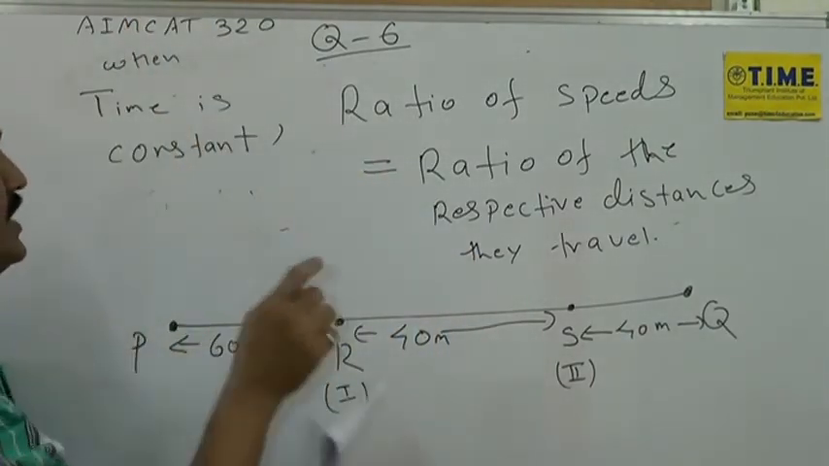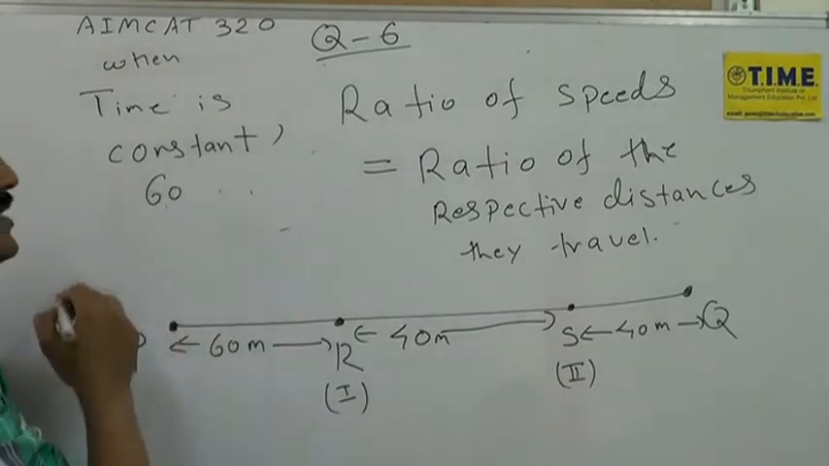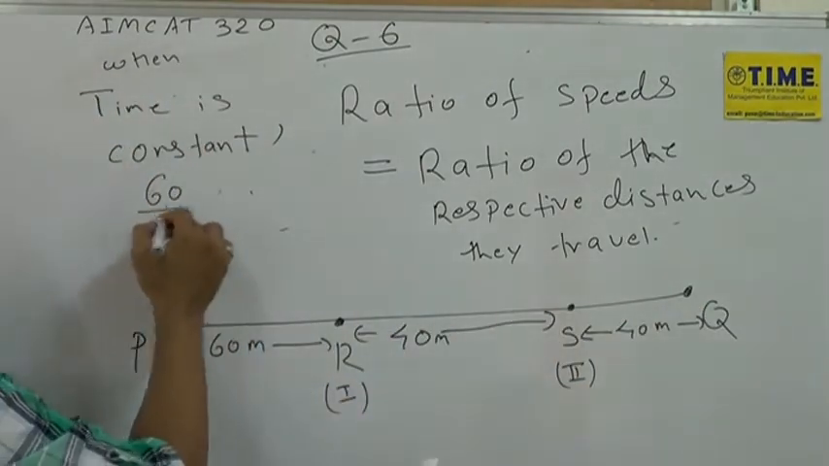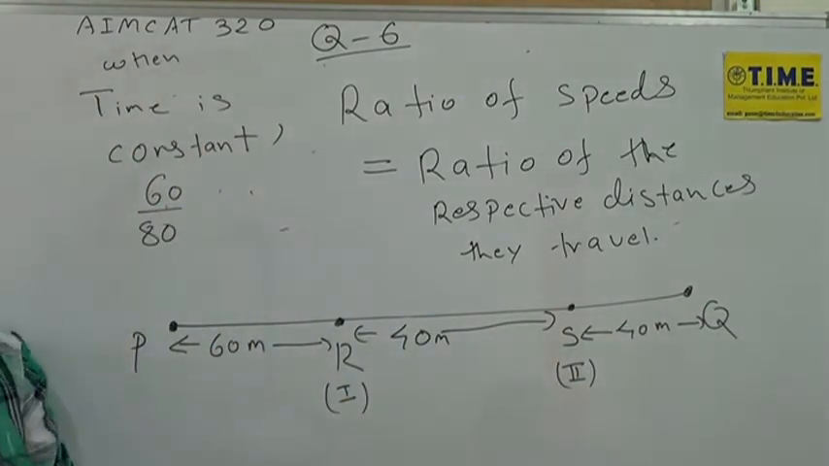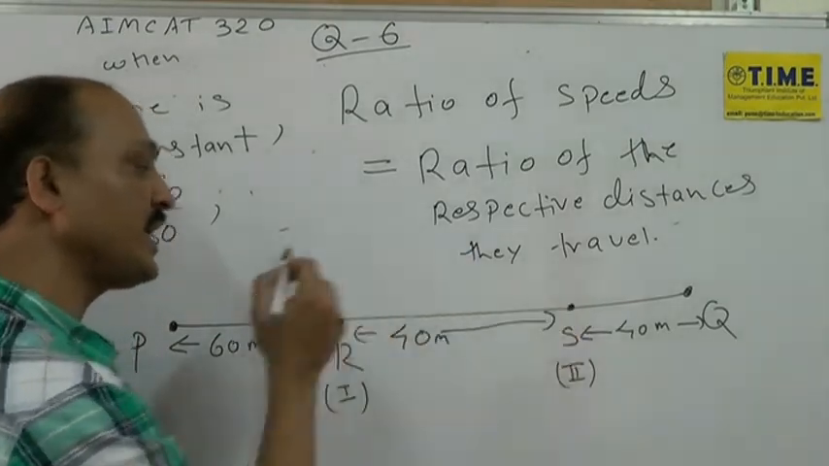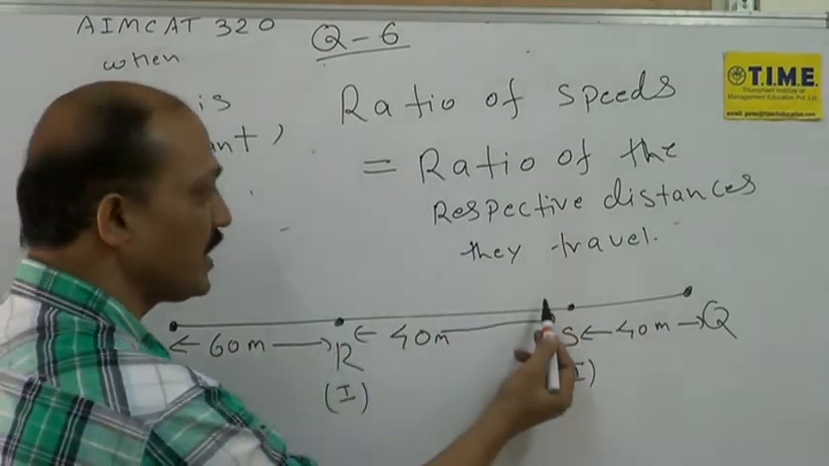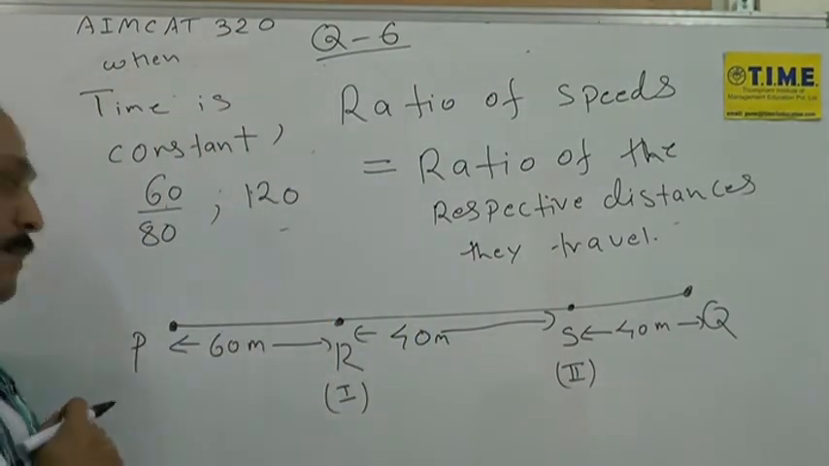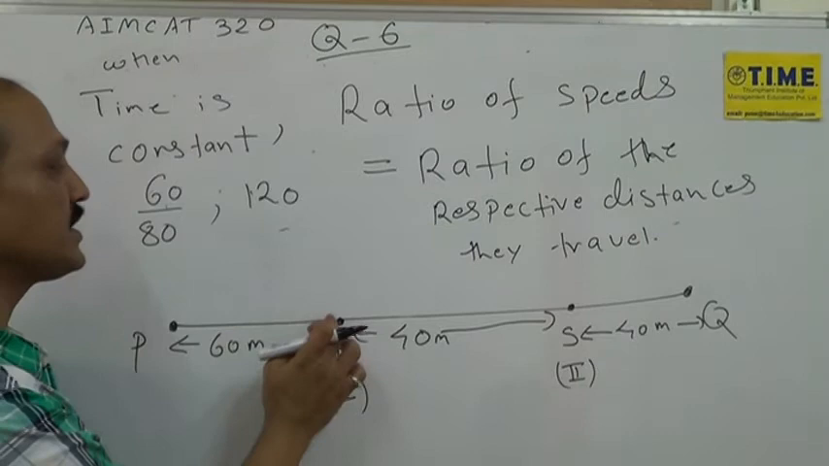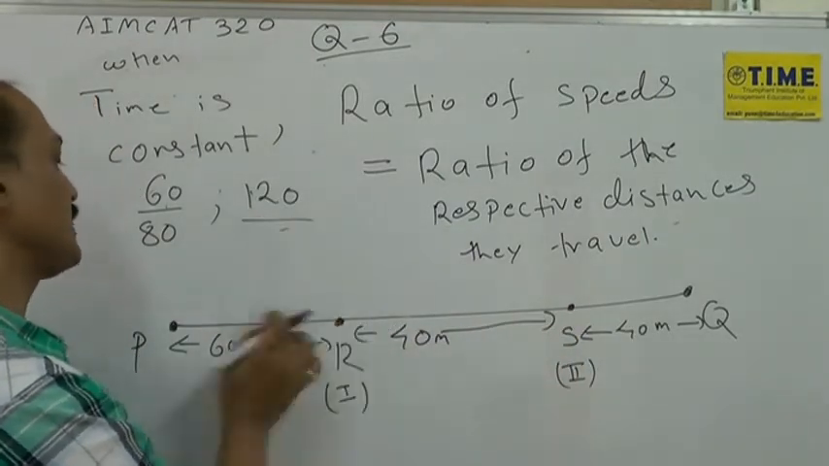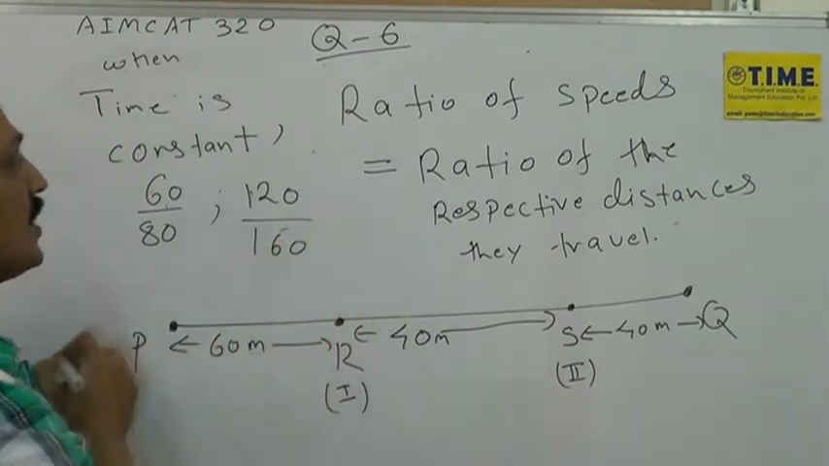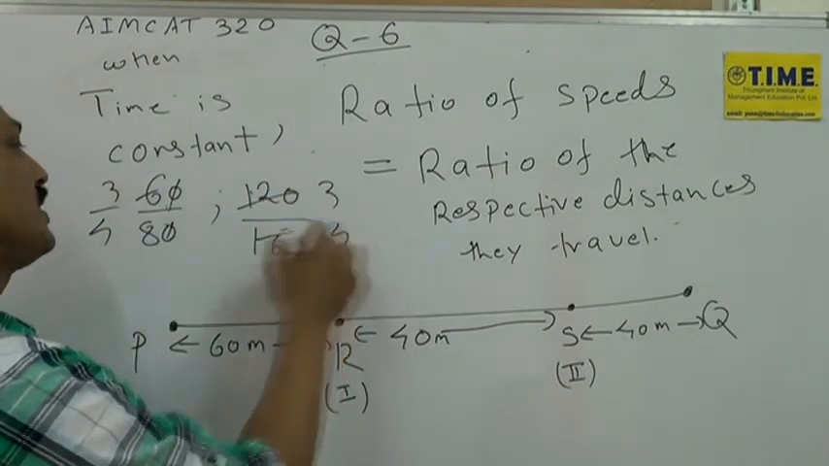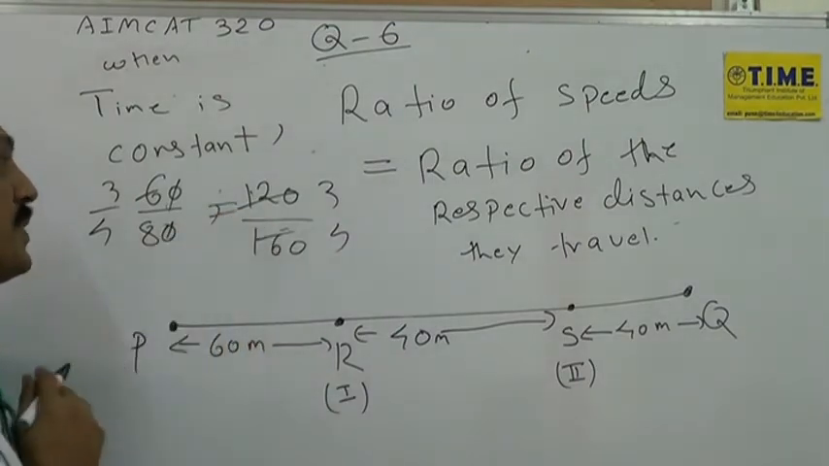For the first meeting, A travels a distance of 60 meters and B is traveling a distance of 80 meters. So this becomes the ratio of their speeds. When they meet for the second time, A is traveling 40 plus 40 plus 40, which is 120 meters. B is traveling 60 plus 60 plus 40, which comes to 160. And you can easily check both ratios reduce to 3 by 4. So the ratio of the speeds is maintained.